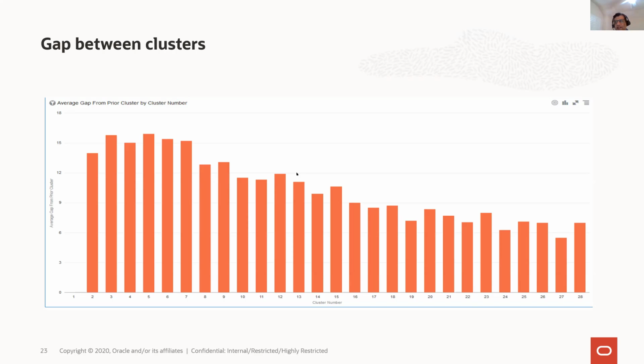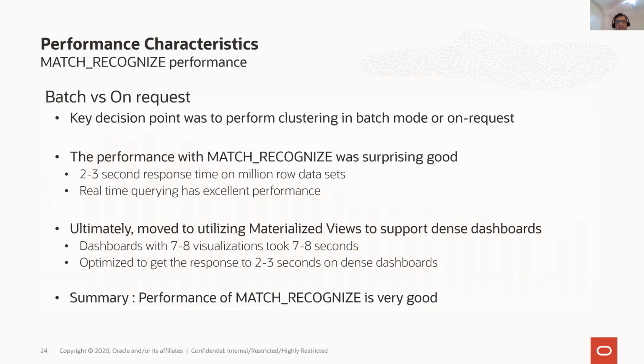So these are some of the insights we are able to get. They are doing a lot more with this. This is just a few illustrative examples. Now moving on in terms of performance characteristics of match recognize.